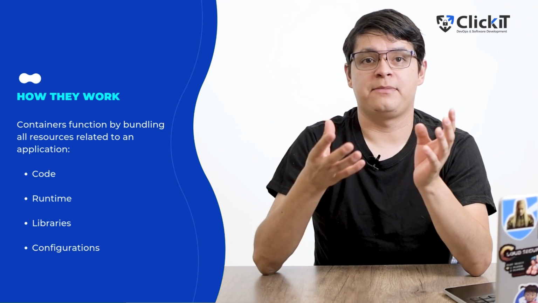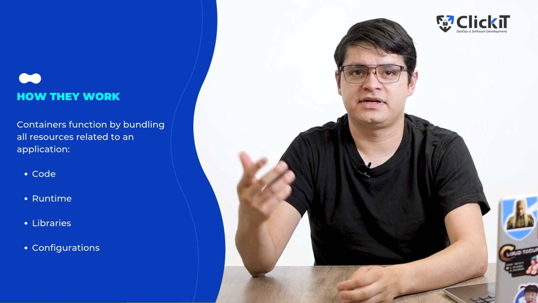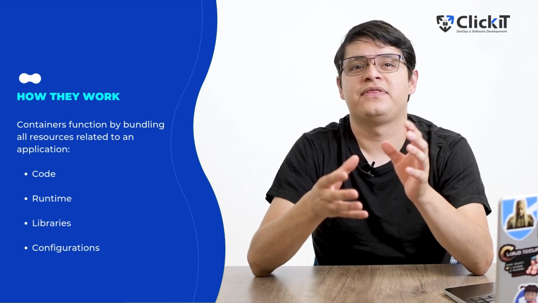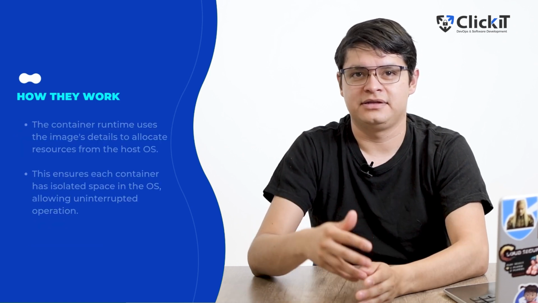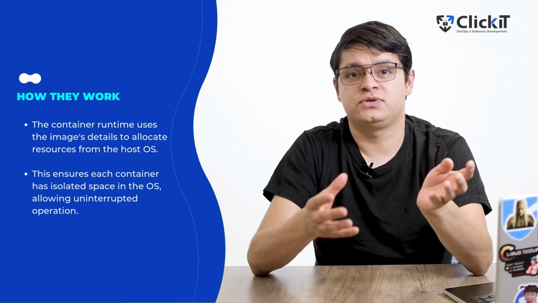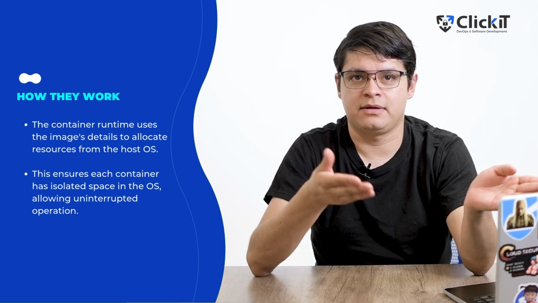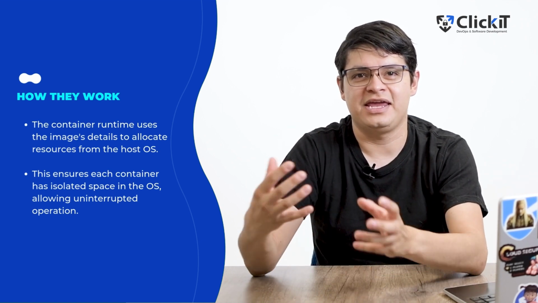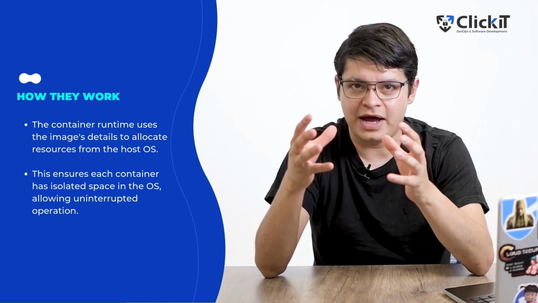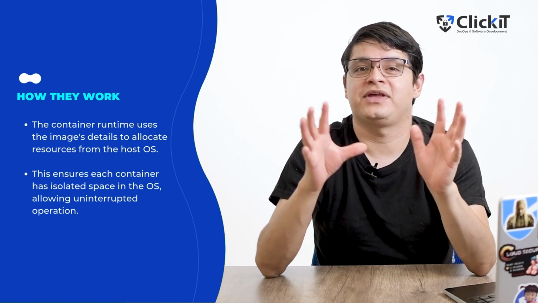Containers operate by bundling all resources related to an application, such as code, runtime, libraries, and configurations, into a container image that specifies all these components. The container runtime then uses the details within the image to allocate resources from the host OS, similar to assembling a Lego model using the image instructions. This ensures that each container has its own isolated space within the OS, allowing it to operate without interruption.